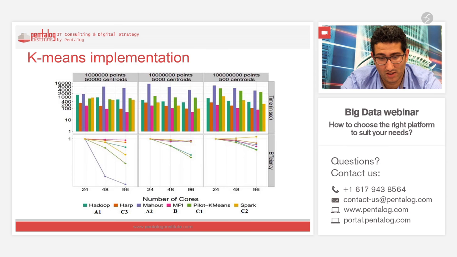And I have three kinds of implementation. The first kind is Hadoop implementations. The second kind is the high-performance parallel computation implementation, which is using MPI, the Message Passing Interface. And the third kind of implementation, which is a hybrid implementation, like Harp, Spark, and Python Pilot K-means. And as we can see, Spark, in terms of execution time, is always a better choice for this algorithm because I have a lot of iterations.